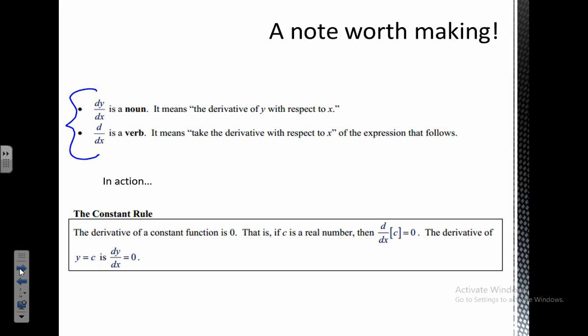That's something that we can know, all right? So here is this put into action. The derivative of any constant is 0. If y equals a constant, dy/dx is 0. Those are your two different notations, and you can see how they work.